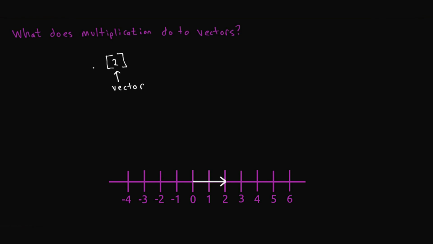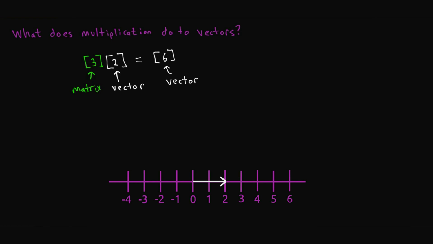Now I'm going to multiply by the number 3, except I'm also going to draw a box around 3 and call it a matrix. Okay, so what do you get when you take the vector 2 and you multiply it by the matrix 3? Well, it's just 3 times 2, so you get 6. But what you get is the vector 6. I'll show you what I mean.